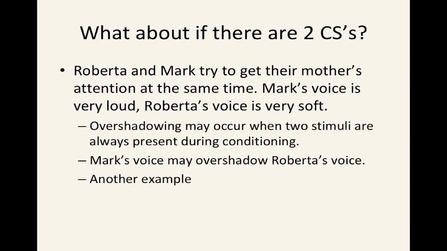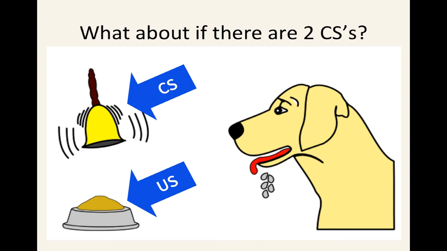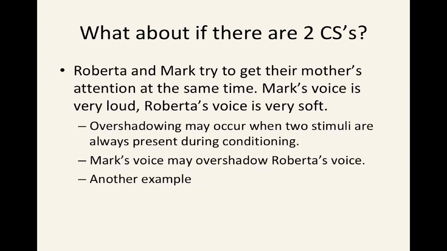We're going to deal with the issue that happens often in the real world when there's more than one conditional stimulus. So far we've looked at examples where there's only been one CS paired with one US. In reality, there's more than one stimulus available in the environment. As a quick example, imagine there are two siblings, Roberta and Mac. They're both trying to get their mother's attention at the same time.